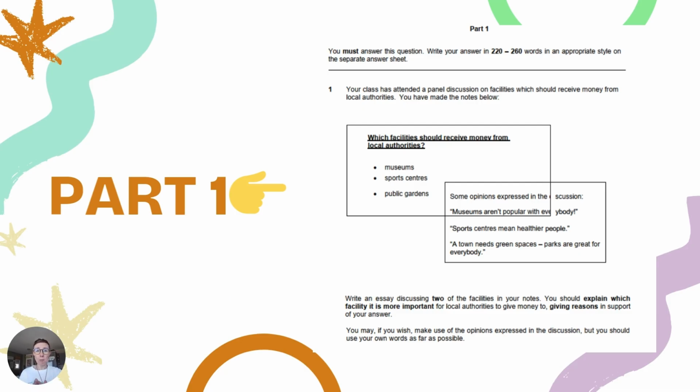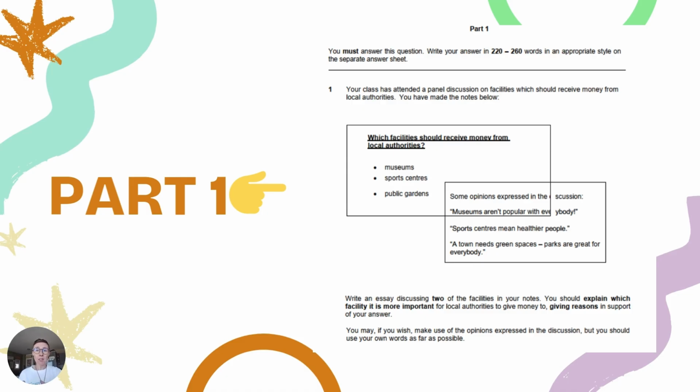I've given you an example here of how it will look in the exam. You'll be given a question, and you'll be given 3 bullet points of 3 options, and you'll be expected to discuss 2 of those options. You'll also have a separate box here of some opinions expressed in the discussion, which you're going to have to write your essay about.